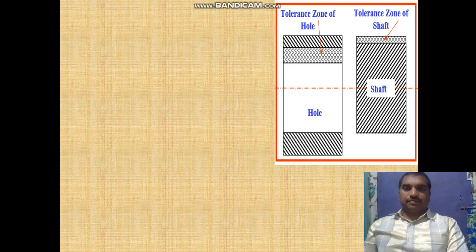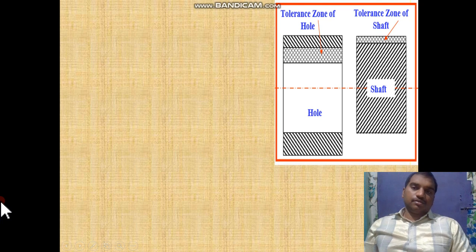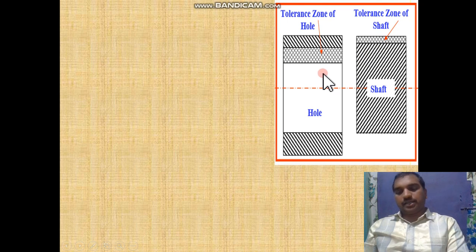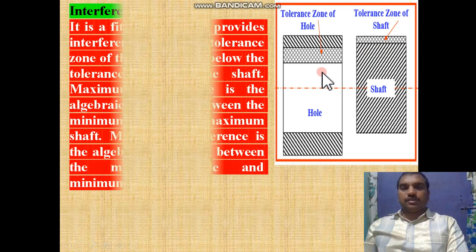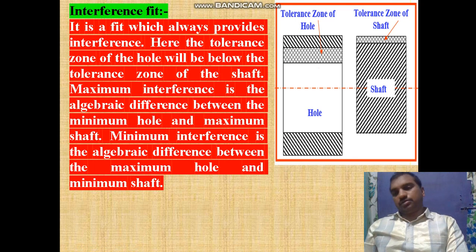Coming to the next fit. You can observe the left side of the diagram consists of the hole, and the right side consists of the shaft. You can observe the tolerance zone. The size of the hole is less, but the size of the shaft is high. If this is the condition, the shaft will not fit into the hole, then we can call it an interference fit.